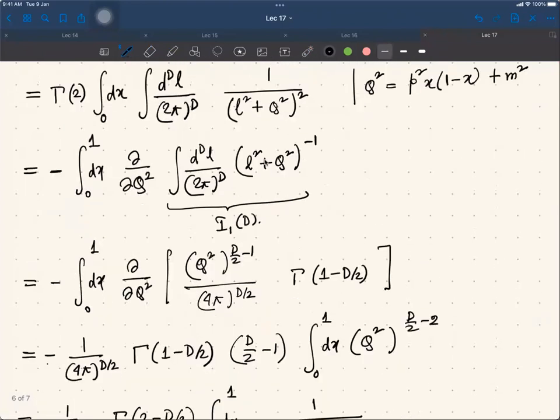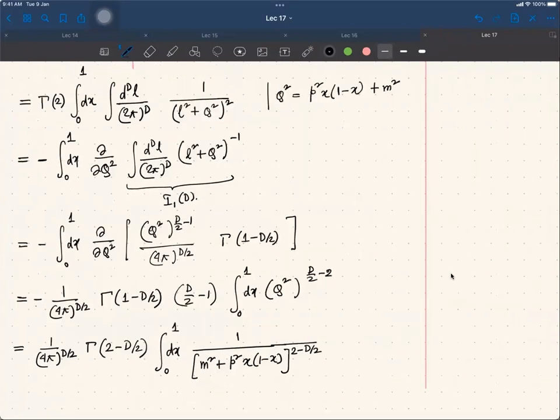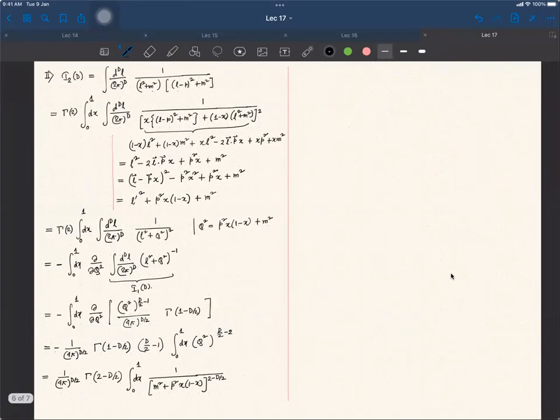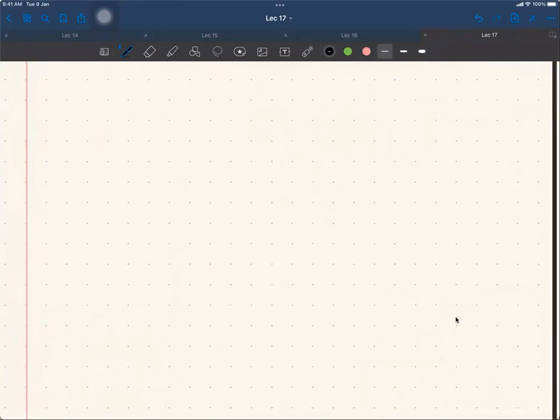Substitute the value of q square, which is m square plus p square x times 1 minus x, to the power 2 minus d by 2. Right, this is the result for the second integral. We shall now consider another integral, the third integral.